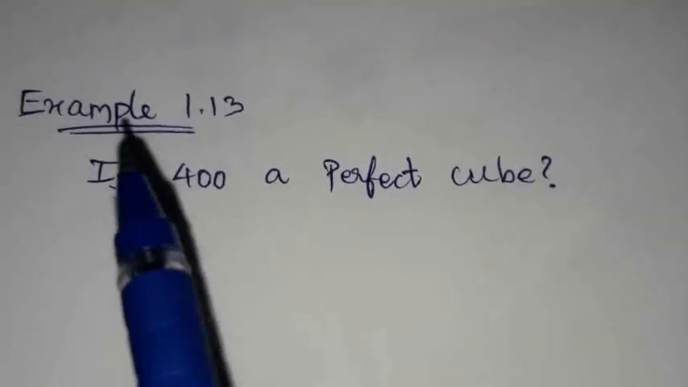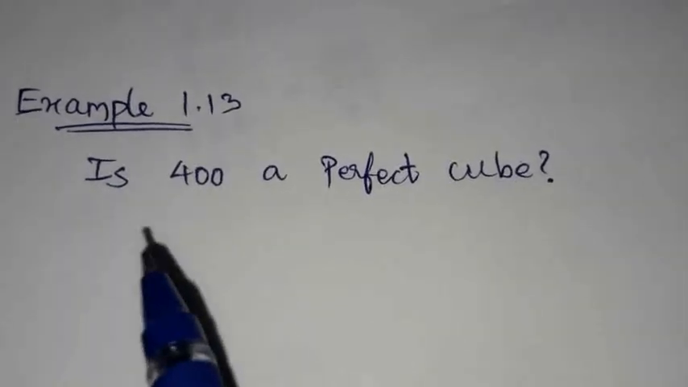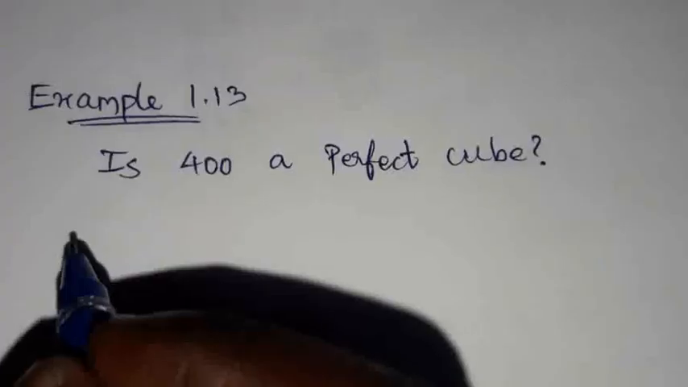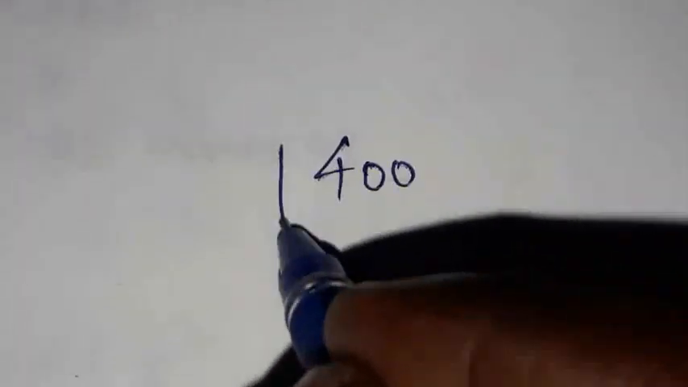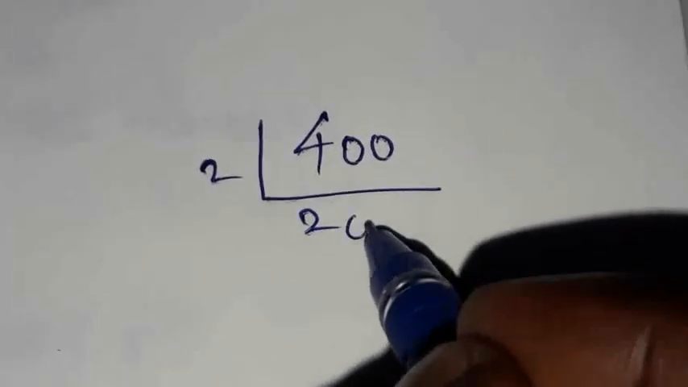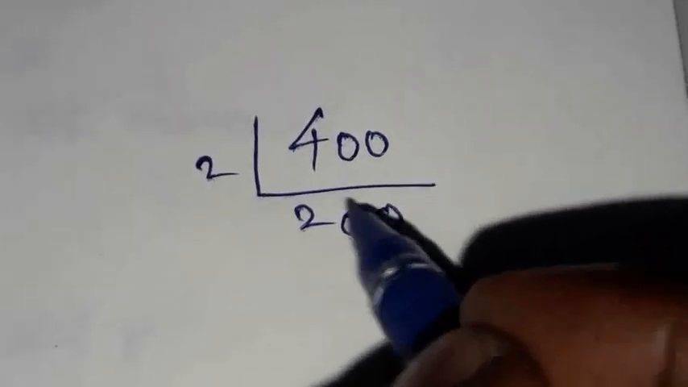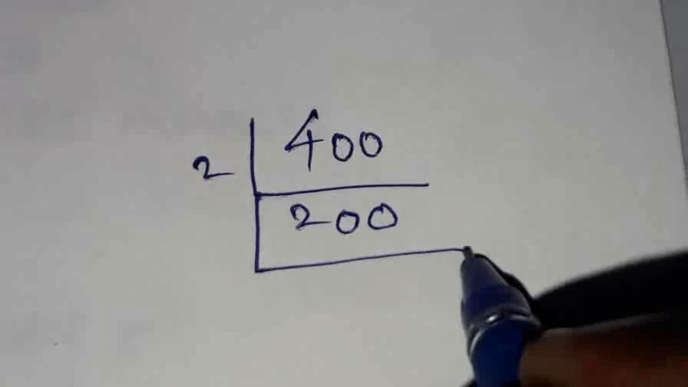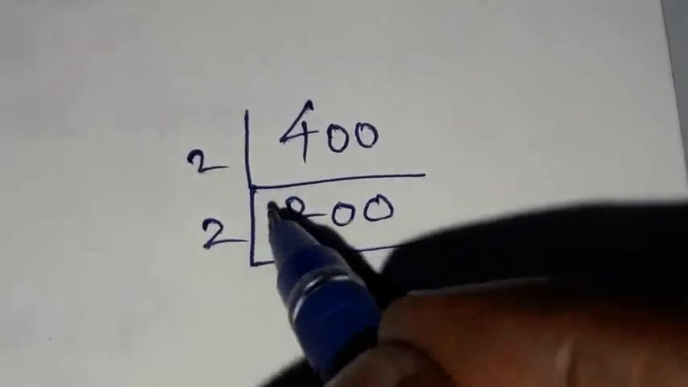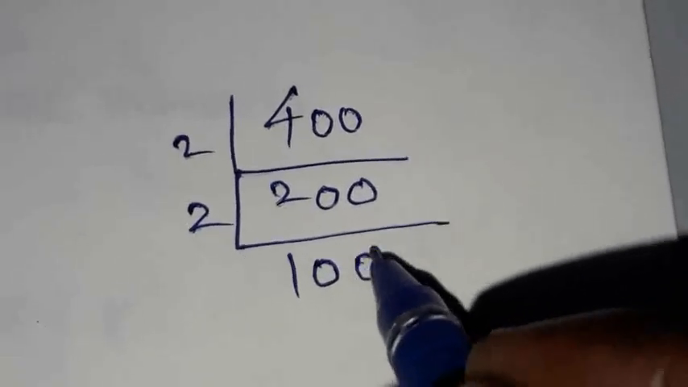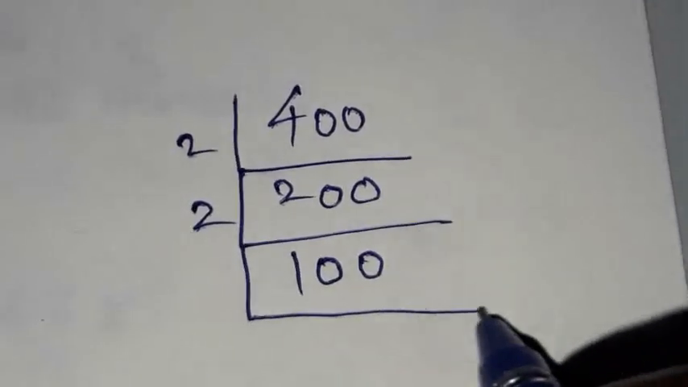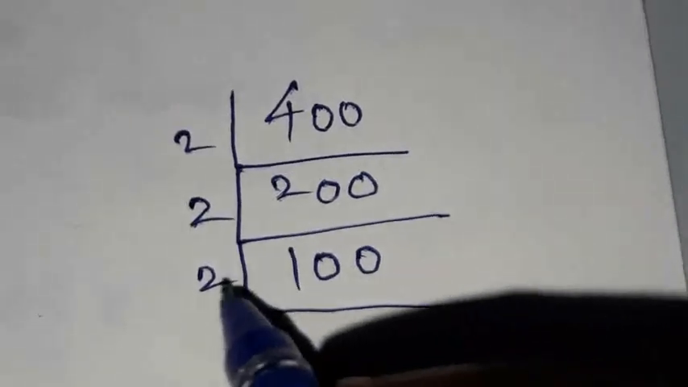Next we are going to see the book example 1.13. Is 400 a perfect cube? Let us see the solution. We are going to divide this by second table. 2 2s are 4, 0 2 is 0 and 0 2 is 0. Next we are going to divide this by the same second table. 1 2 is 2, 0 2 is 0, 0 2 is 0. Again we are going to divide this by 2.